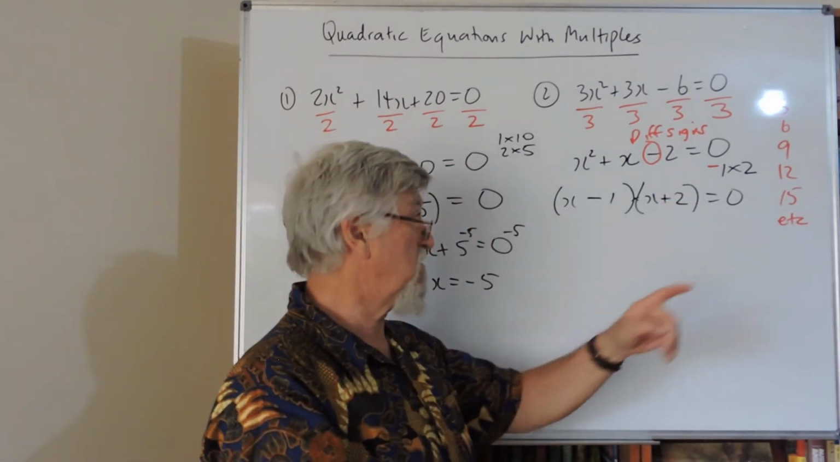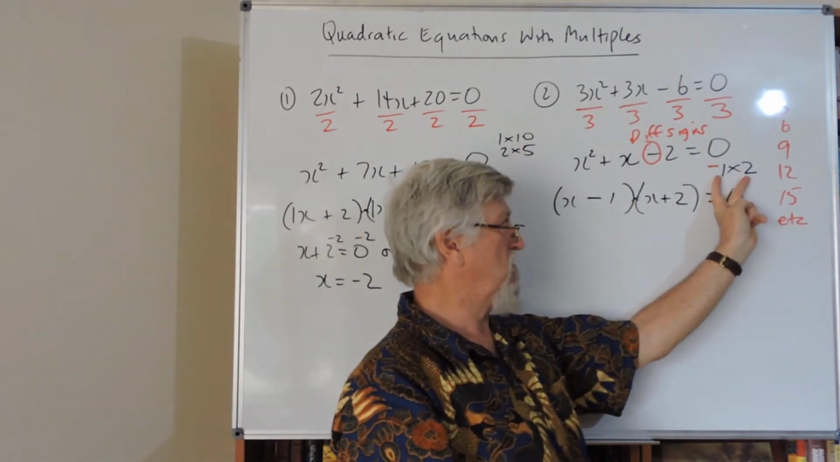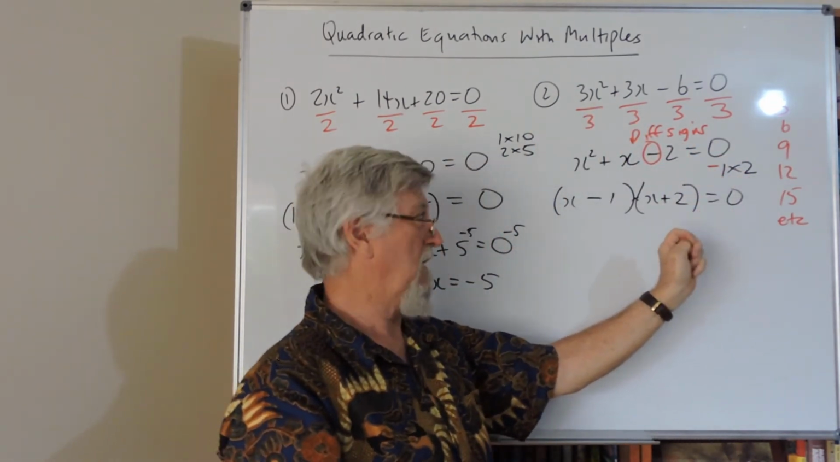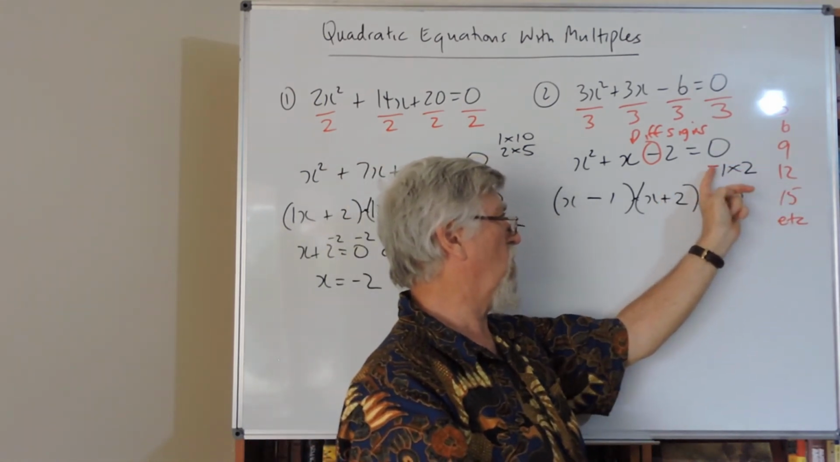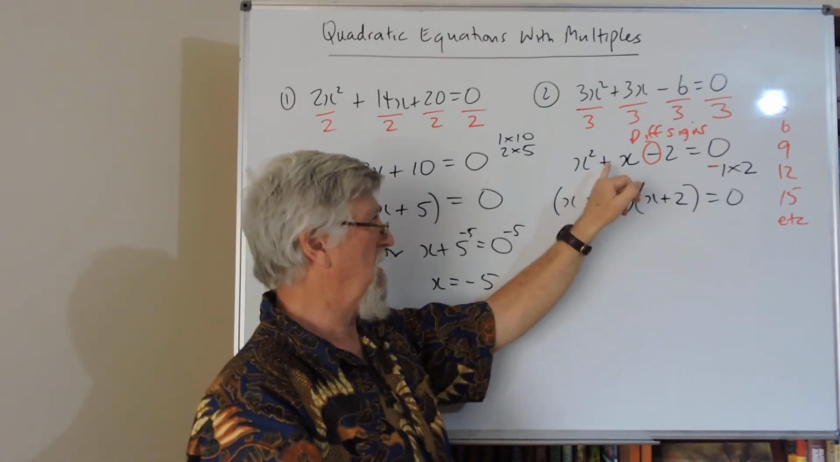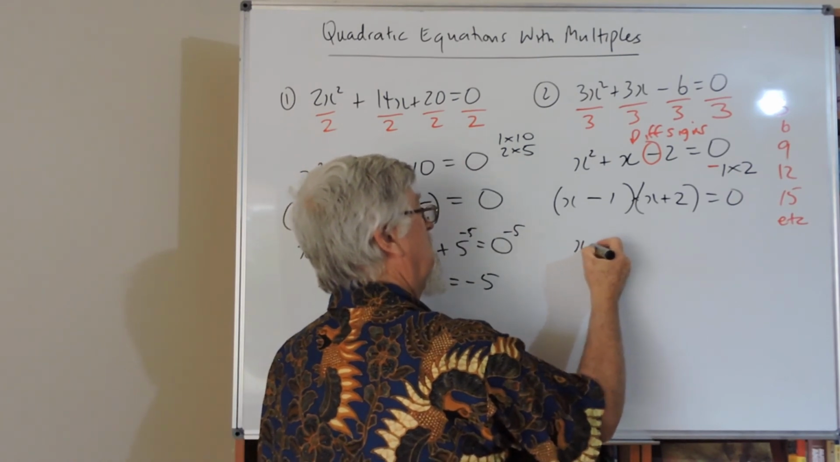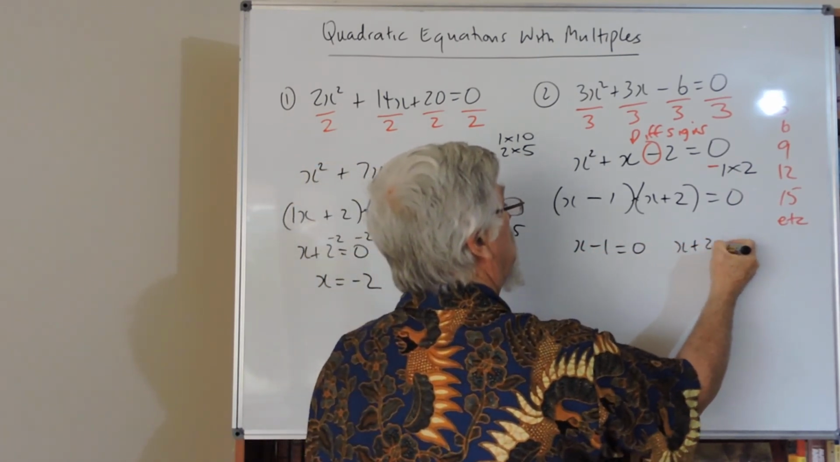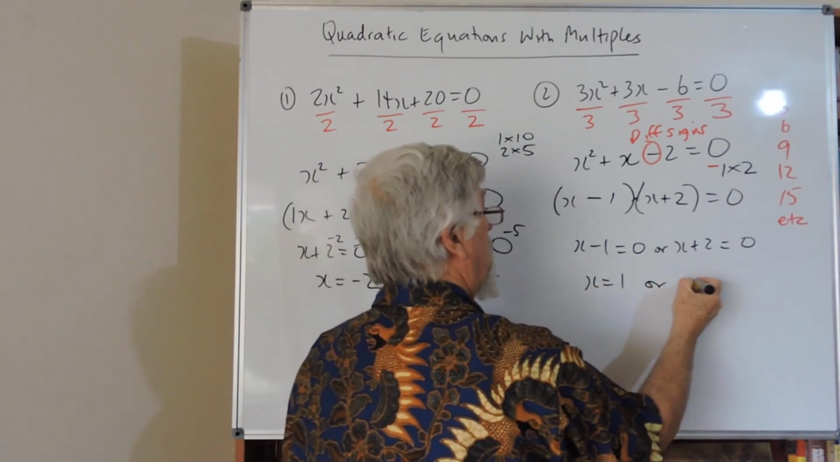The other shortcut trick is, if this is a positive, the larger of those two numbers gets the positive, because the 2 will have more effect than the 1, so it will turn the sum or the difference into an addition or positive. So now I've got x minus 1 equals 0, x plus 2 equals 0, and I've got x equals 1, or I've got x equals minus 2.